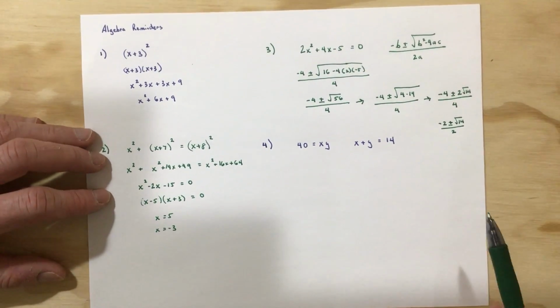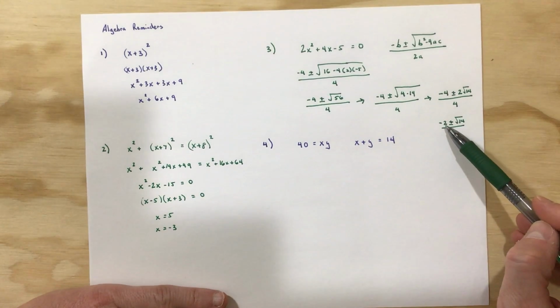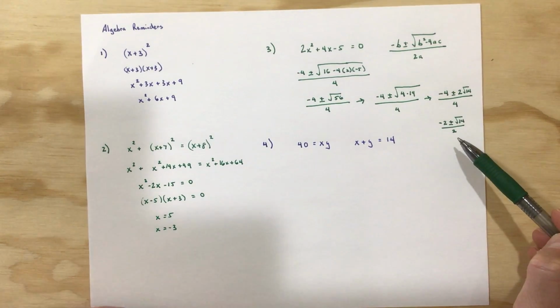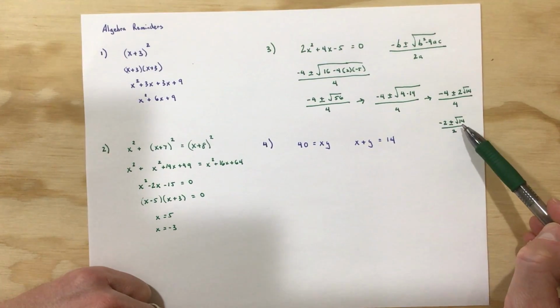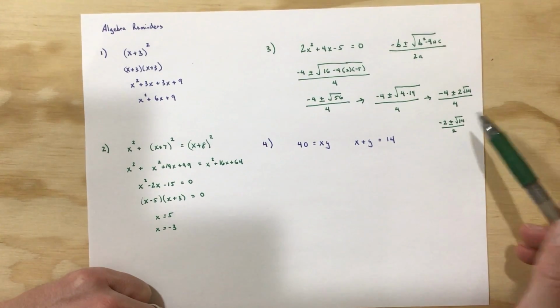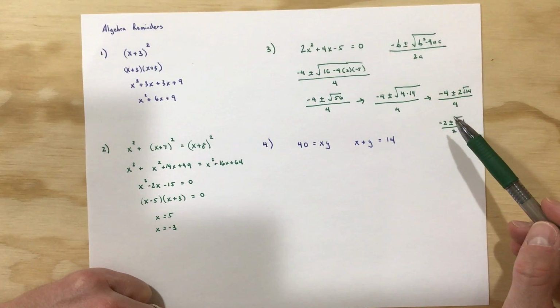Now, if you wanted to turn it into a decimal, you'd have two solutions. Negative 2 plus radical 14 over 2 and get an answer. And negative 2 minus square root of 14 over 2 and get an answer. This is going to be the exact form, and that's going to be fine.